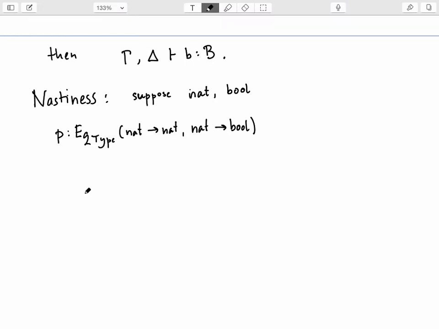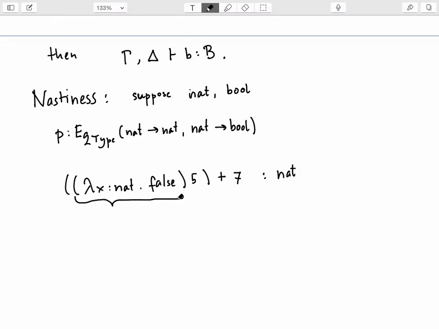So now with this, I can form something like this. For example, I can form this term: lambda x : nat, false, applied to 5, and maybe all of this plus 7. Okay, this is going to be well typed and it has the type nat, because this thing here has type nat arrow bool, but nat arrow bool is the same thing as nat arrow nat by reflection and using assumption P, and so this is well typed and everything looks okay.